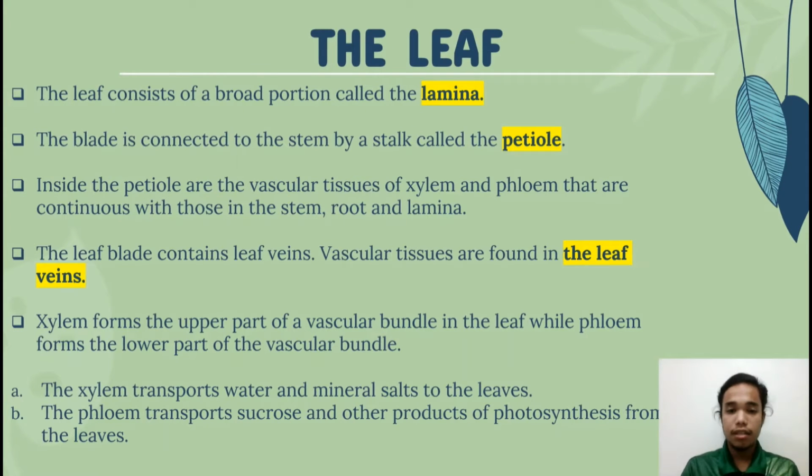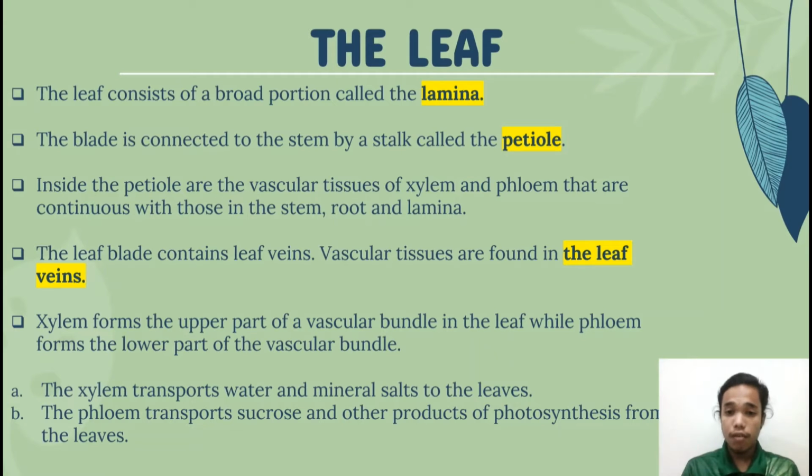Okay, lastly is the leaf. The leaf consists of a broad portion called the lamina. The blade is connected to the stem by a stalk called the petiole. Inside the petiole are the vascular tissues of xylem and phloem that are continuous with those in the stem, root and lamina. The leaf blade contains leaf veins.